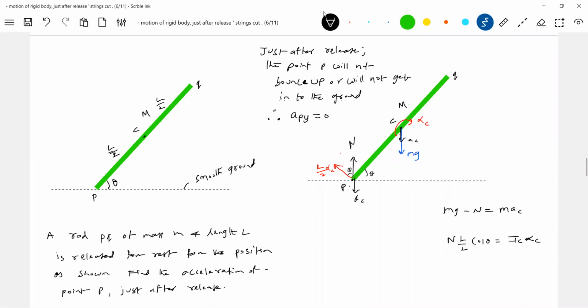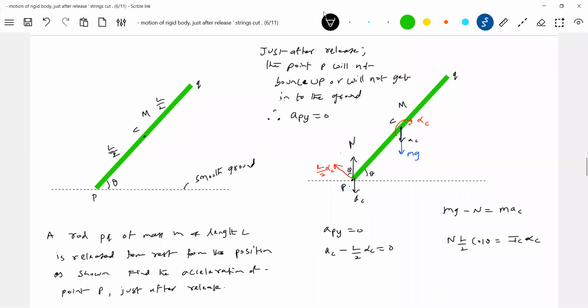So acceleration of point P along y-axis must be 0. So based on that, AC minus... solving this will get the required answer. So let it rotate about point P. If it rotates about point P, then because of the acceleration of center of mass, point P will go into the ground. But that will not happen, no?